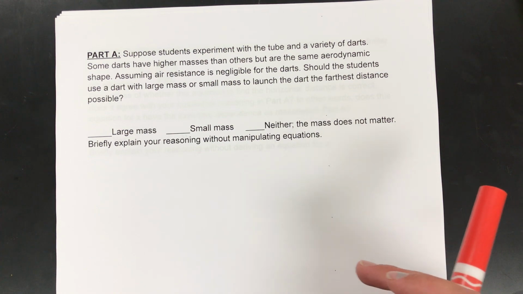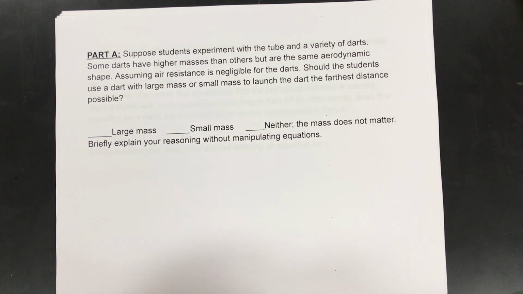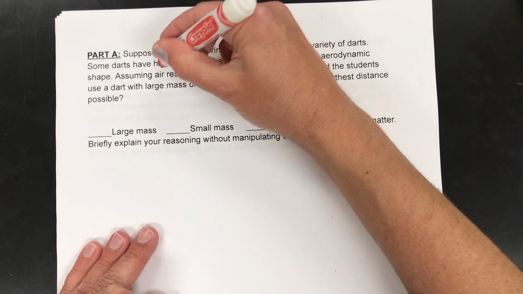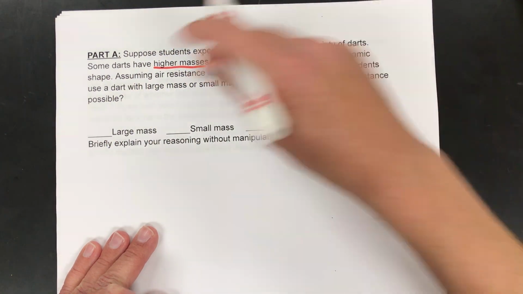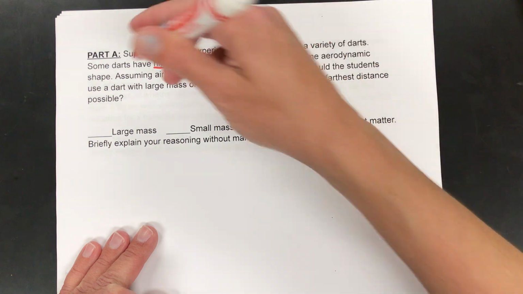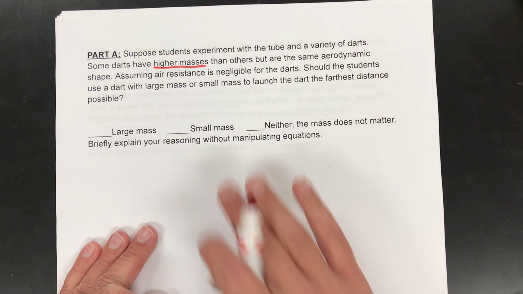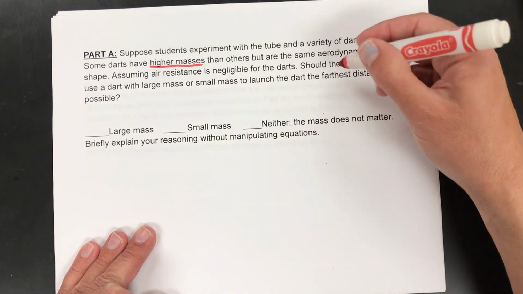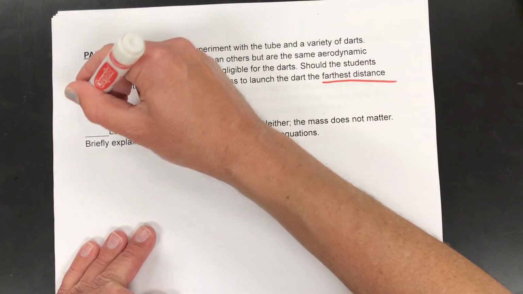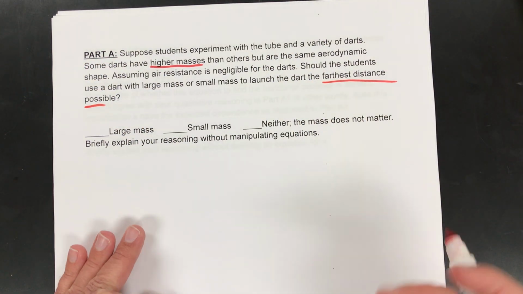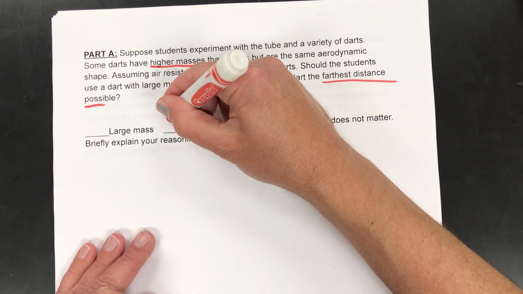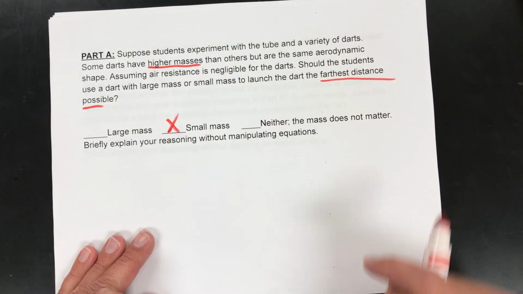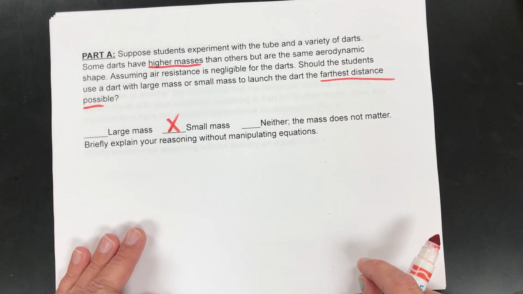So the first thing is it says suppose students experiment with the tube and a variety of darts. Some darts have higher masses than others, but they're all basically the same otherwise, assuming air resistance is negligible, so we can avoid that. Should the students use a dart with a large mass or a small mass to launch the dart the farthest distance possible? Well, I think the intuitive idea is pretty correct, which is that it is the small one here. So the small mass will make it go further.